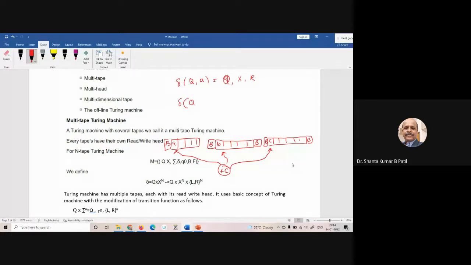Here q is reading: in this tape it is A, in this it is B, in this it is C. Maybe the head is moving toward this side. A is replaced by X, B is replaced by Y, and C is replaced by, for example, Z. In the first case, it is moving toward the left side, hence L. If it is moving to this cell after changing B to Y, it is R. If it is moving to this cell after converting C into Z, this is also R.